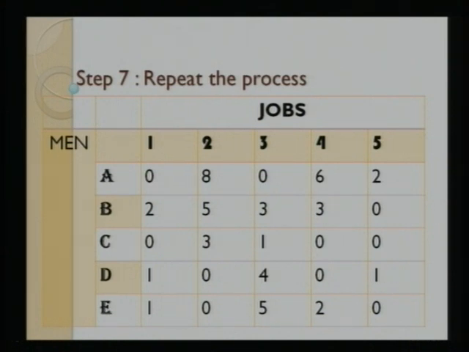The numbers are 0, 8, 0, 6, 2, 2, 5, 3, 3, 0. The third row is 0, 0, 3, 1, 0, 0. That is 1, 0, 4. Then there were mistakes, that was an intersecting point.